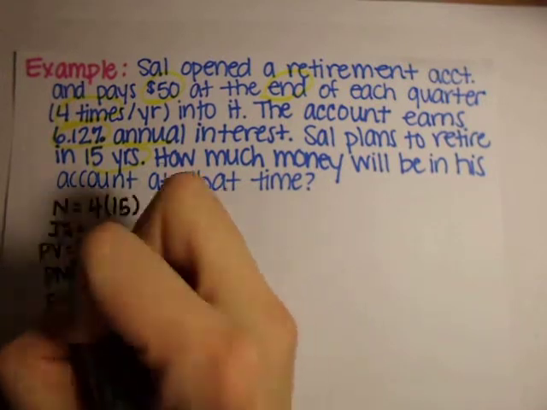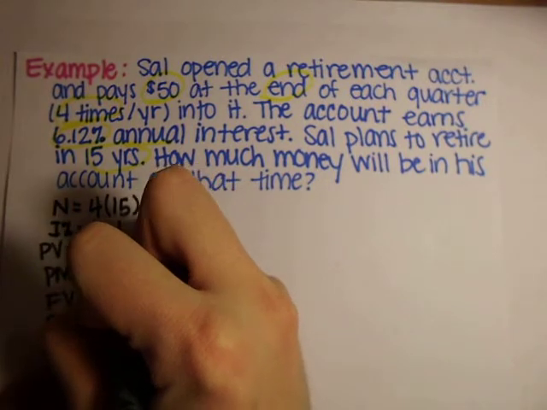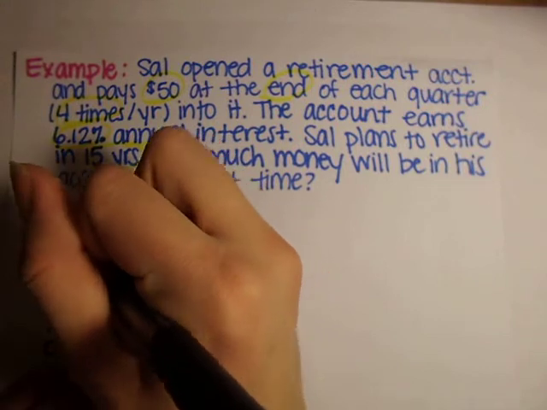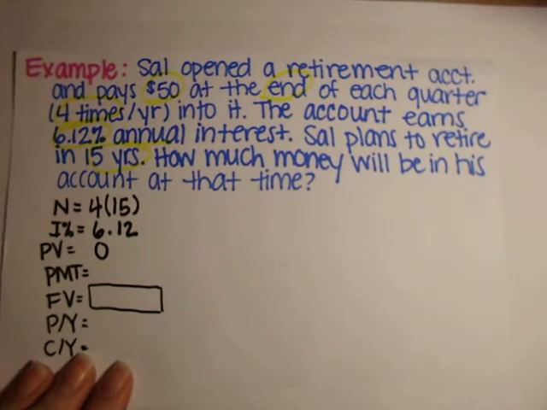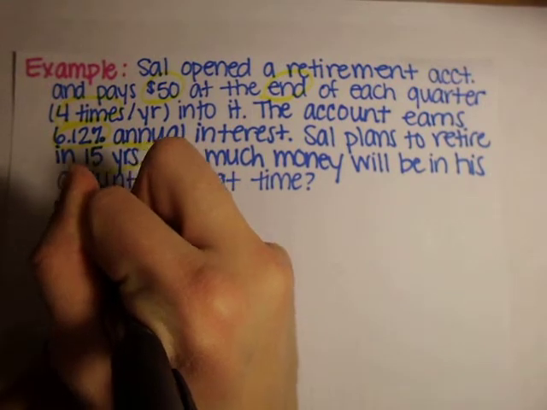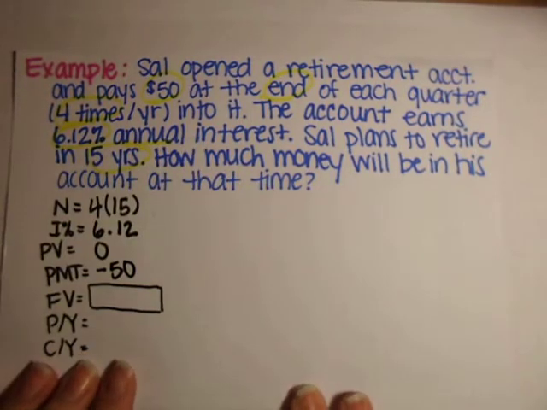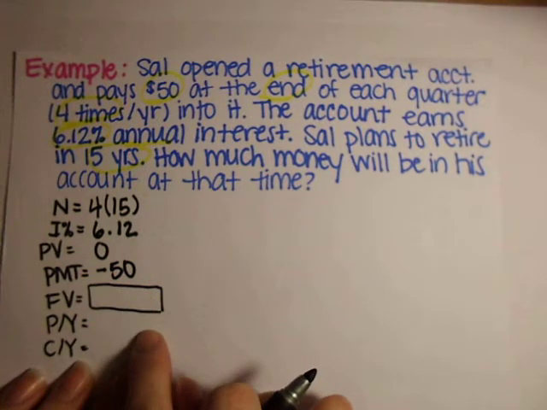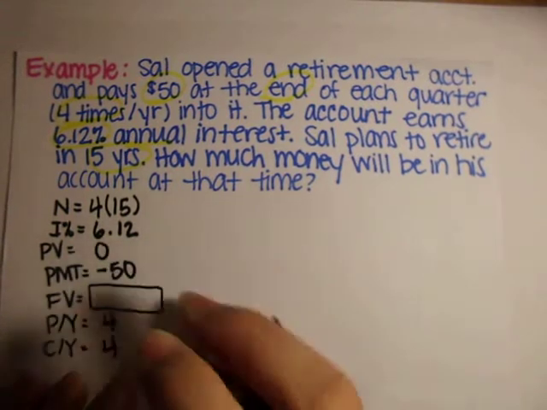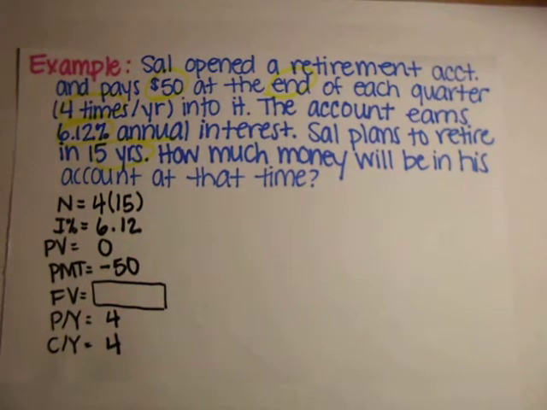Our percent will be left as a percent. We'll have 6.12%. The present value of the account is 0 because he just opened it. He's going to pay $50 into the account every single time. So since he's paying the money into the account, we're going to put -50 for payment. We're going to try and find future value. Our payments per year are 4 times per year, which means compounded 4 times per year.